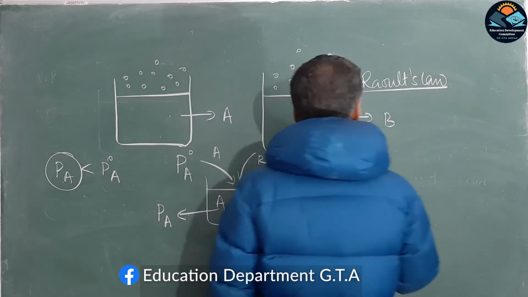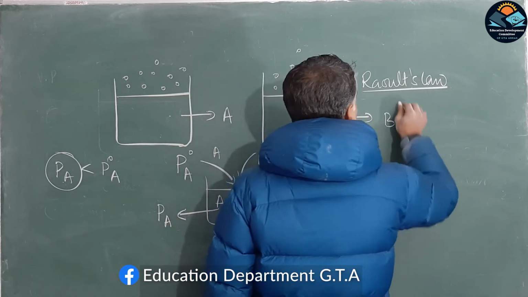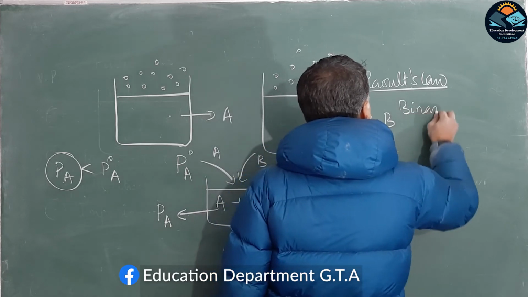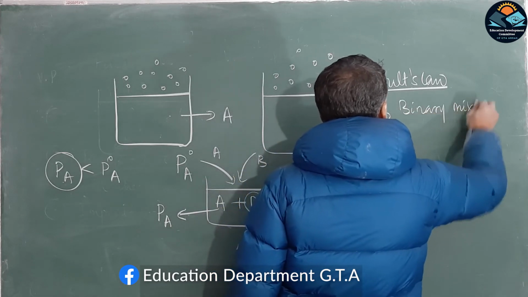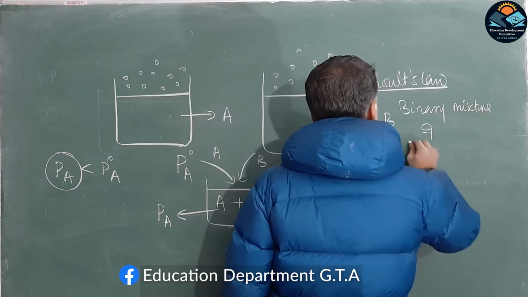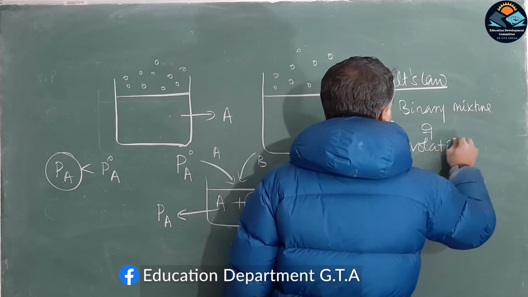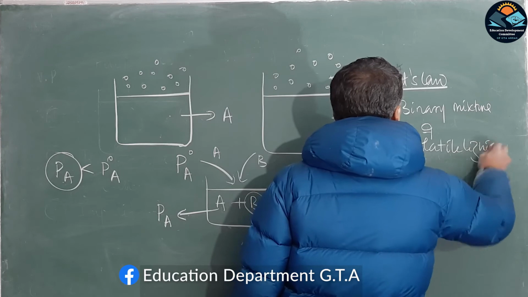This law is known as Raoult's law on binary mixture of volatile liquids. What's the meaning of binary?